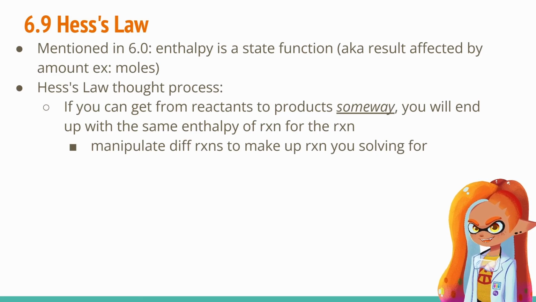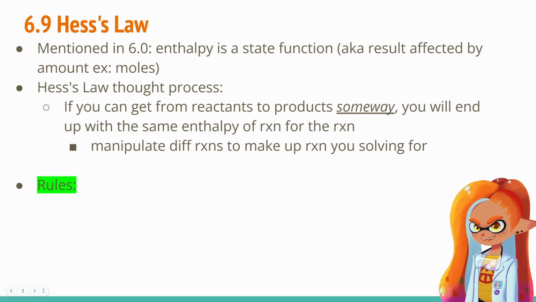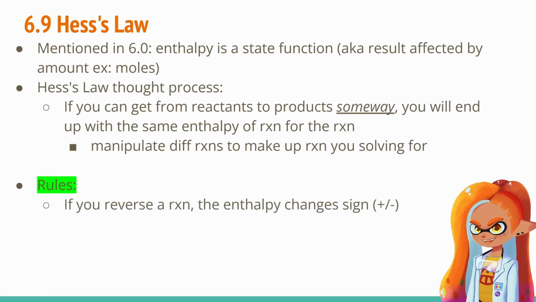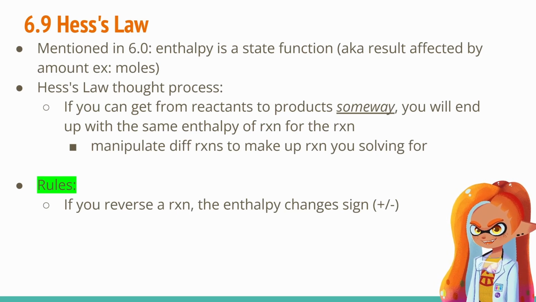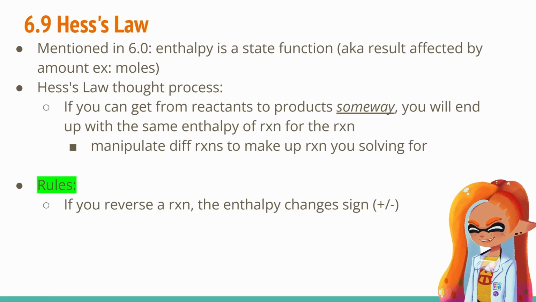Okay, so there are rules to memorize. I know it's unfortunate. You have to memorize some rules, but oh well, it is what it is. So if I need to have a reaction and I need to reverse it, so instead of reactants making products, the products are now reactants and the reactants are now products, you're going to change the enthalpy sign, the delta H sign, because obviously if it was exothermic in one direction, then it'd be endothermic the other way. So make sure you know that.